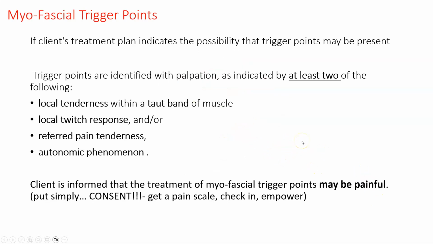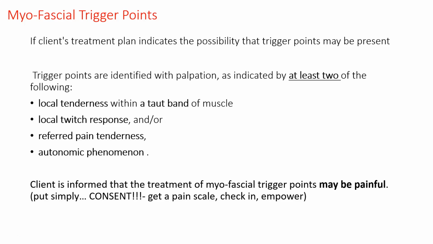Myofascial trigger points. If a client's treatment plan indicates the possibility that a trigger point can be present, we have to identify it with palpation, and it has to have at least 2 of the following to say it's a trigger point: local tenderness within a taut band of a muscle, a local twitch response, and/or referred pain tenderness in that very specific pattern, and/or autonomic phenomena. So we have to have 2 of these.